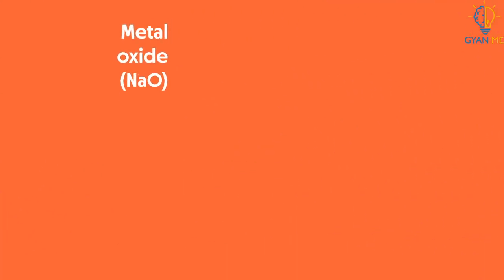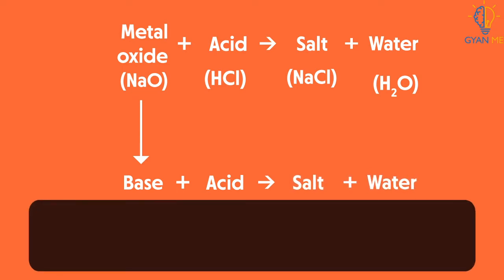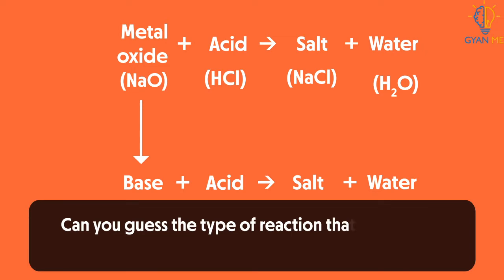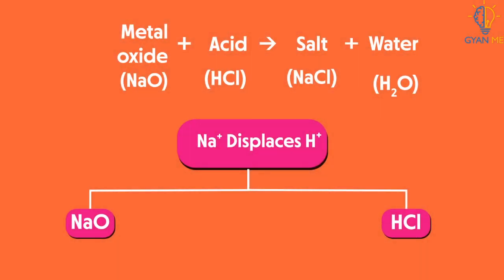Since metallic oxides react with acids to give salt and water, similar to the reaction of base with an acid, metallic oxides are said to be basic oxides. Also, can you guess the type of reaction that take place between metallic oxides and acids? Yes, you guessed it right. It is displacement reactions between ions.